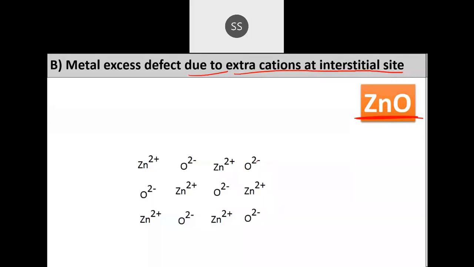Now when you heat this zinc oxide, it will break down, because it will absorb that energy and break down.